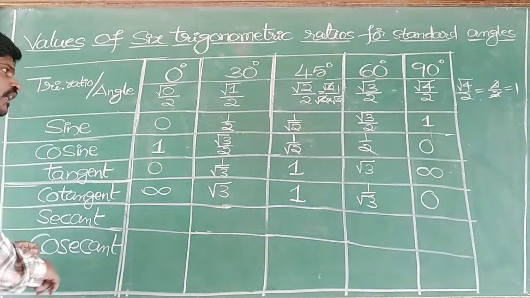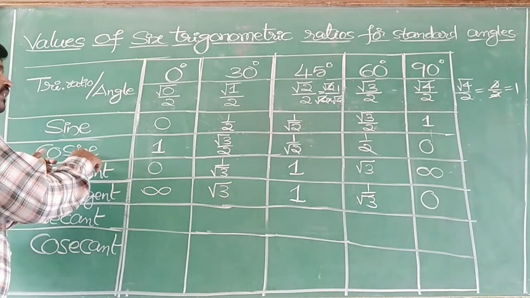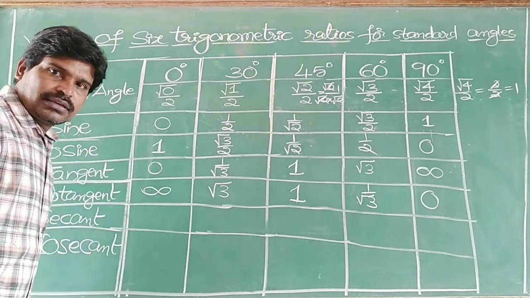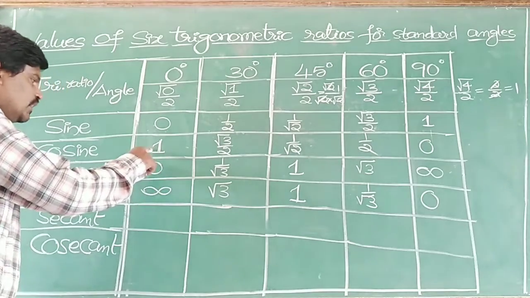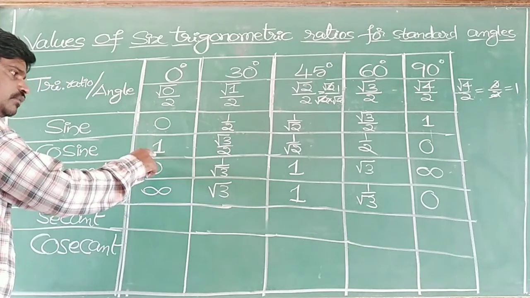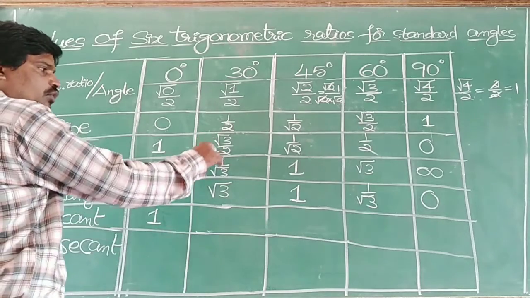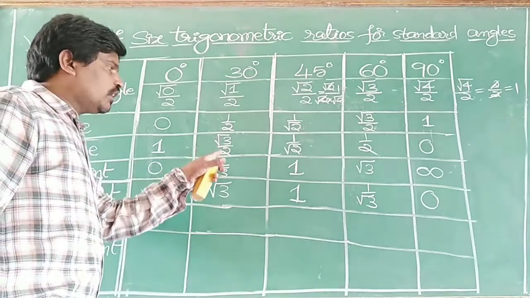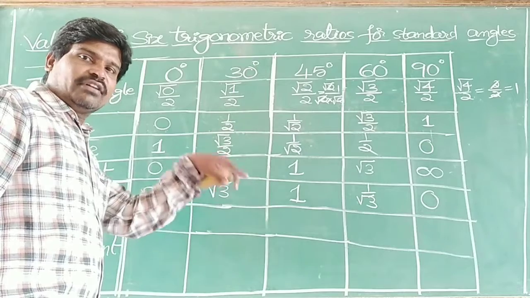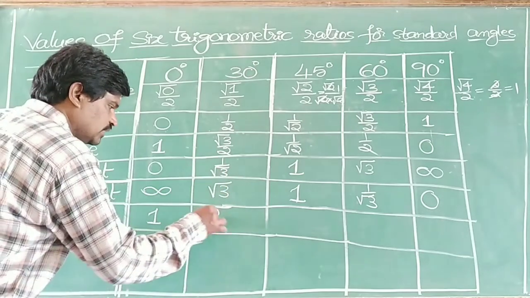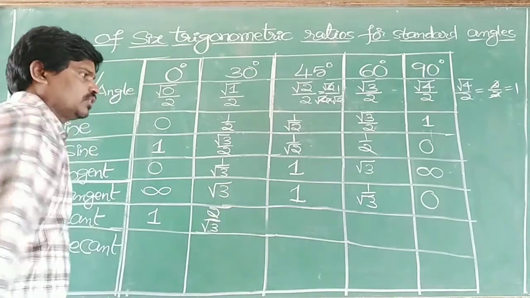Next come to the secant. Secant is nothing but the reciprocal of cos. Here already 1 is there, so 1 by 1. 1 by 1 is nothing but 1. Next root 3 by 2. What is the reciprocal of root 3 by 2? Make it reverse, 2 by root 3. So that is why we are getting here 2 by root 3.